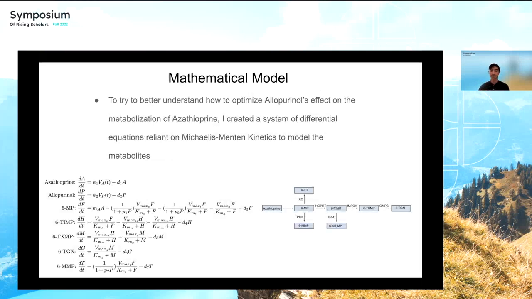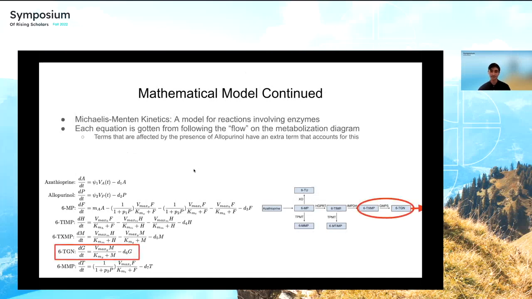So to try to better understand how to optimize allopurinol's effect on the metabolization of azathioprine, I created a system of differential equations reliant on Michaelis-Menten kinetics to model the metabolites. So I started with this metabolization figure, and from it, I was able to derive all of the system of differential equations. All right. So for those that don't know, Michaelis-Menten kinetics is just a model for reactions involving enzymes.